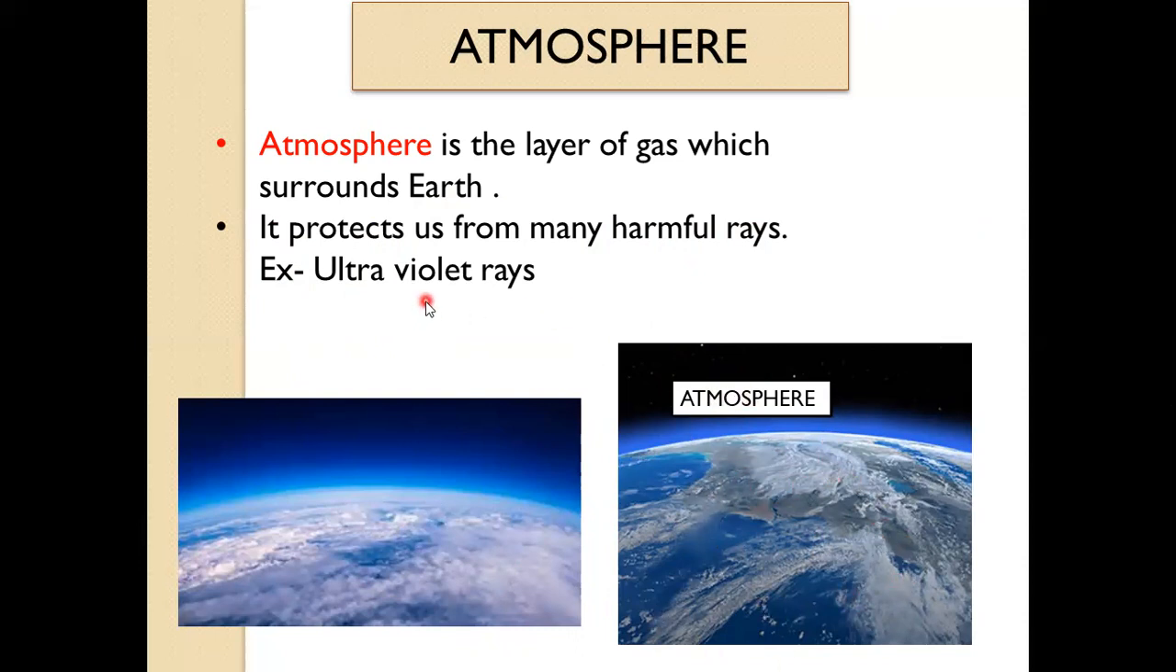It also protects us from many harmful rays such as the ultraviolet rays of the sun, also known as UV rays. This atmosphere mainly consists of many gases such as nitrogen, oxygen, carbon dioxide, and etc. The most amount of nitrogen is present in the atmosphere, about 71 to 73%. You should remember this, children, because this is also very important.